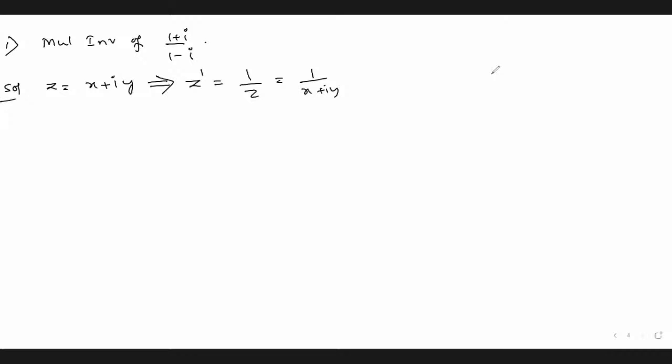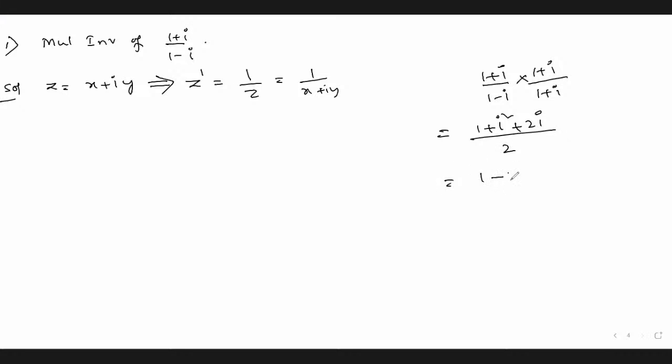So first of all, you should know how to simplify this one. You take the conjugate of the denominator, 1 plus i by 1 plus i. What is the numerator? a plus b whole square, a square plus b square plus 2ab, by a square minus b square, value is equal to 2.